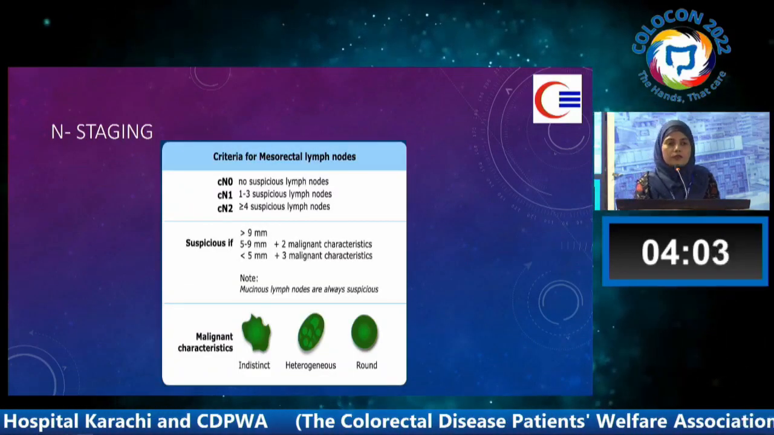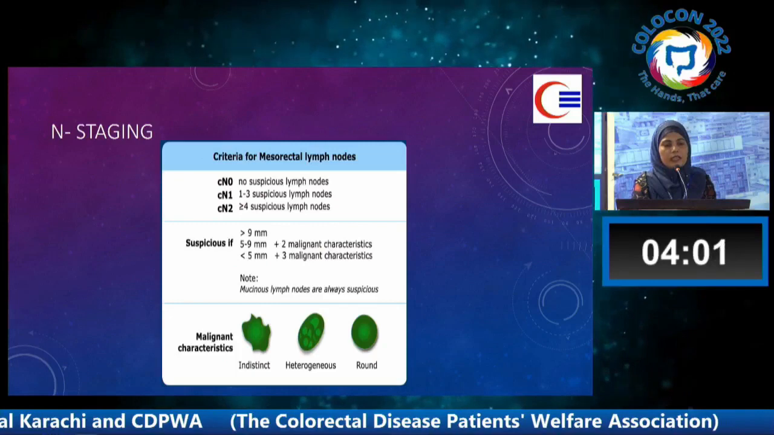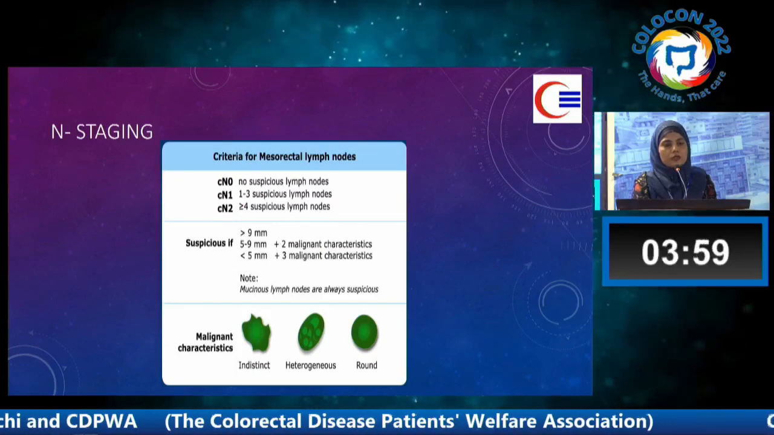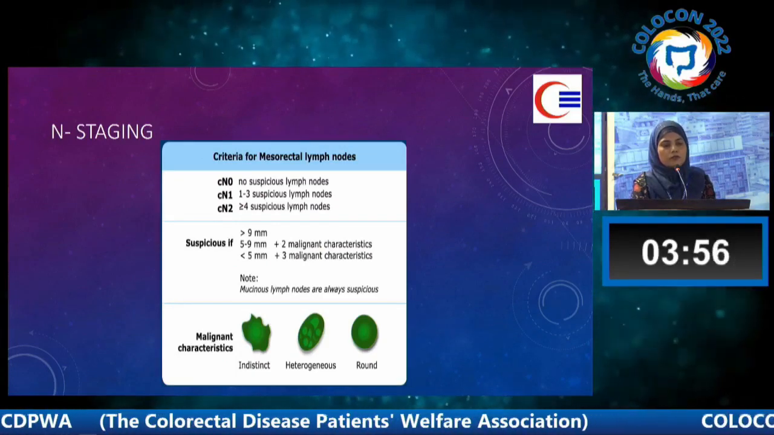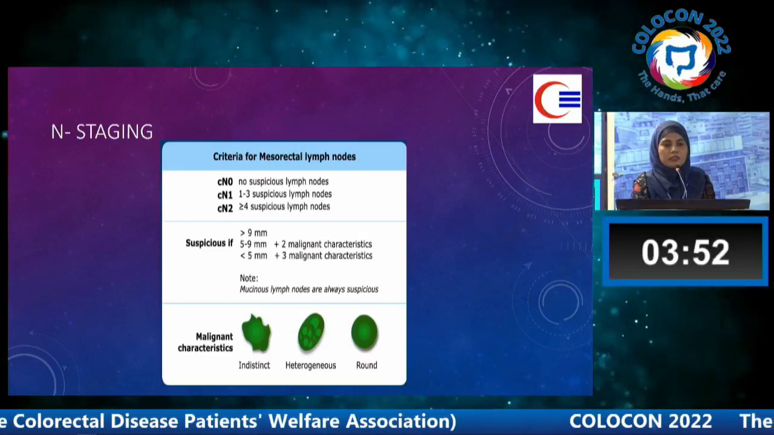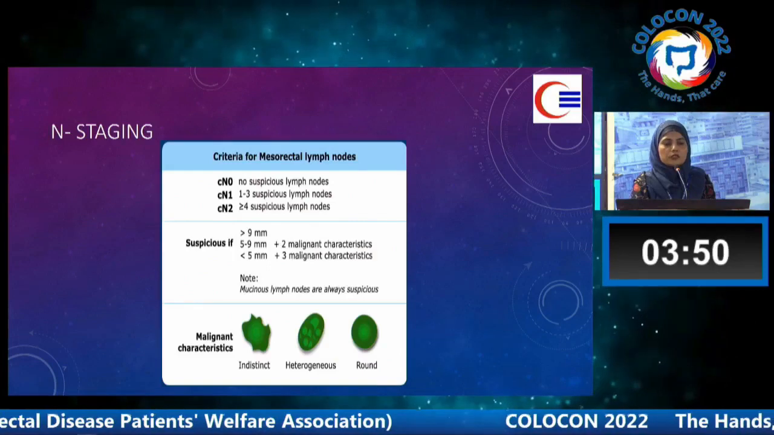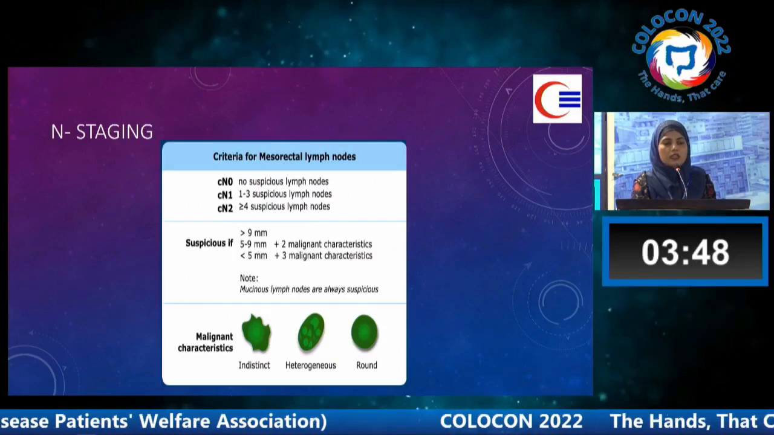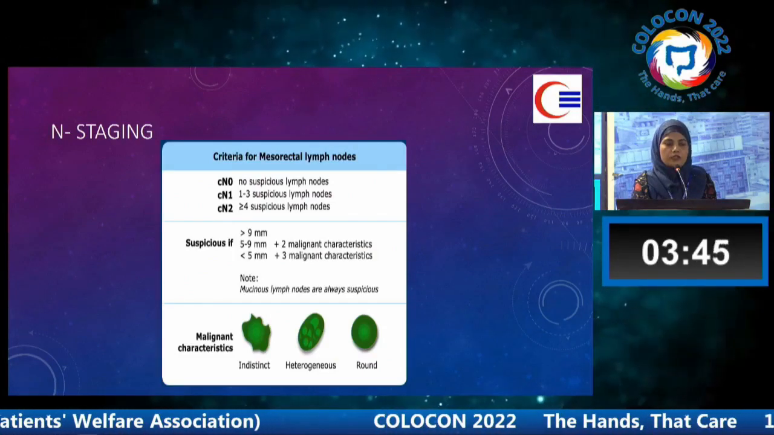What is the criteria of their involvement? We categorize in N1 and N2 disease. If 1 to 3 lymph nodes are positive, this is N1 disease. If 4 or more are present, it is N2 disease. And what are the suspicious nodes? If they are rounded, enlarged, heterogeneous, or have irregular margins.